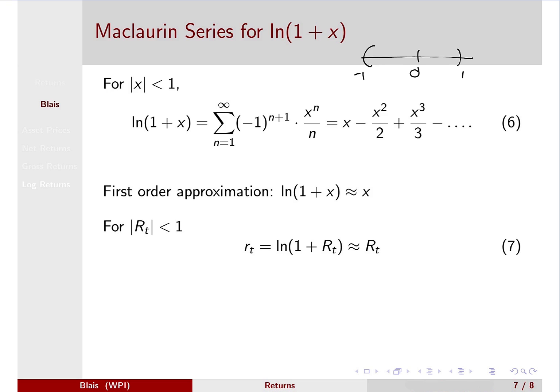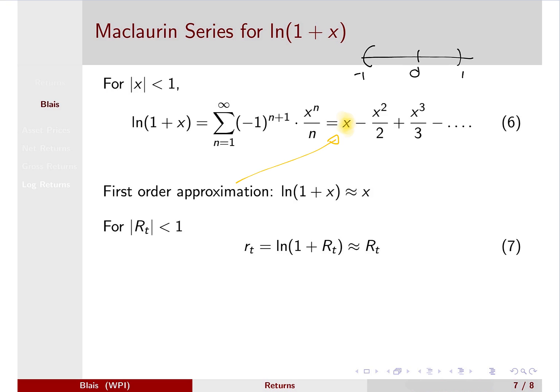Let's think about taking a first order approximation to the function natural log of 1 plus x using this Maclaurin series. If we do that, we're just pulling off that first term, which is x. That gives us our first order or linear approximation to the function natural log 1 plus x from this Maclaurin series.